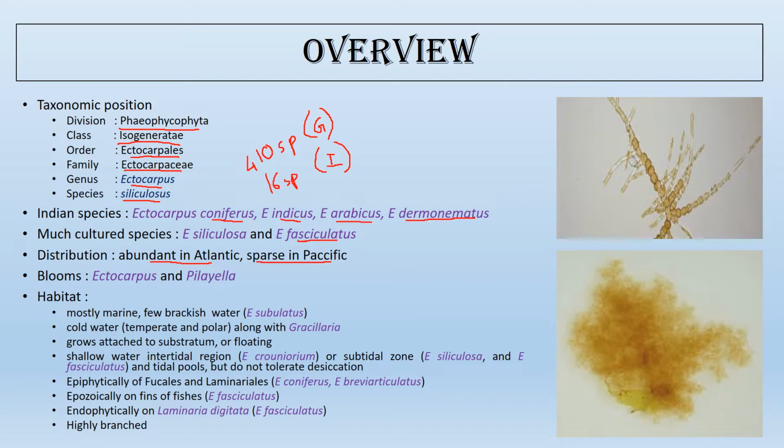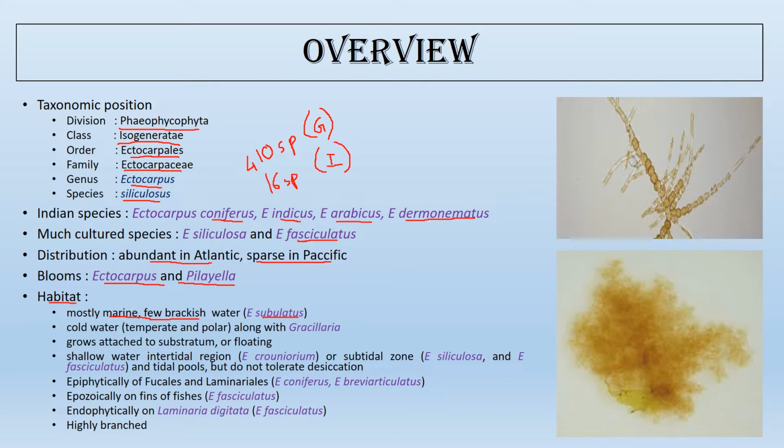So Ectocarpus, though it prefers the temperate region, during the summer season, if there is mixing of water, upwelling of nutrients, or if there is eutrophication, then we can see blooms of Ectocarpus. And this is not a single-species bloom, but it includes both Ectocarpus and another algae, Pilayella. So in habitat, it is mostly marine, and a few brackish species can also be found growing at the river mouth in the estuarine area, that is Ectocarpus subulatus.